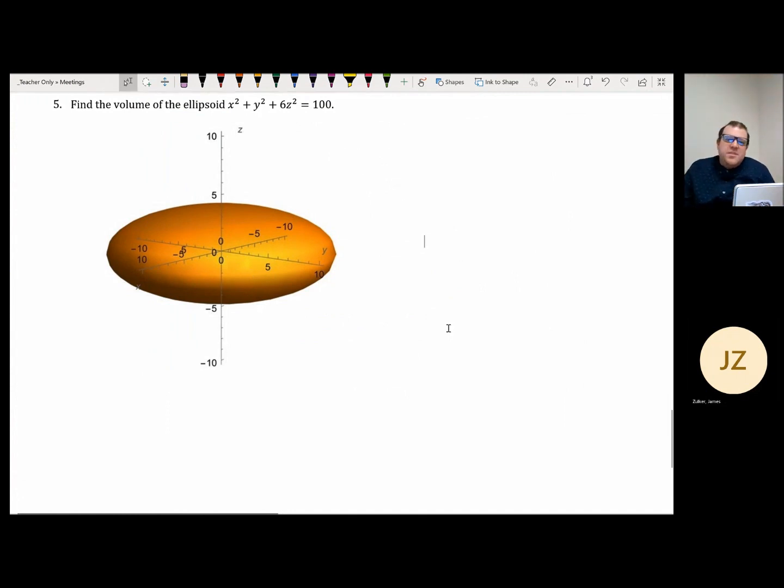So we need to describe this region. Again, the start of the battle is you have to pick a coordinate system. You want to try and define this rectangularly? No, I definitely don't. So that leaves you now between cylindrical and spherical.